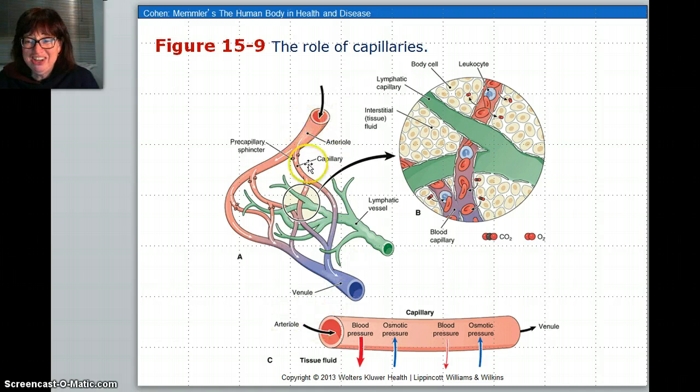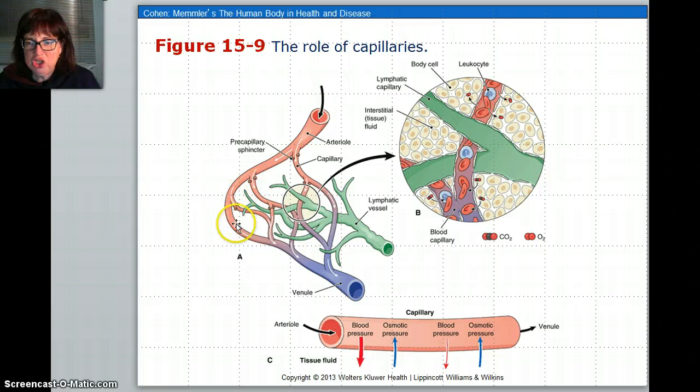So on the arterial end, the blood pressure is pushing the fluid out of the capillary into the cells around it. And this is called the interstitial fluid. Inter meaning around. Interstitial fluid is the fluid around it. Now we'll talk about the lymphatic vessels as being an extra collecting system in chapter 16, which we'll do later on. So as the blood comes from the heart, it's under high pressure.